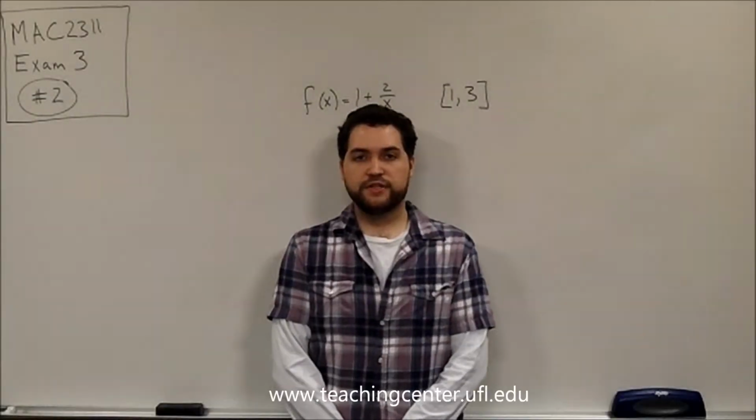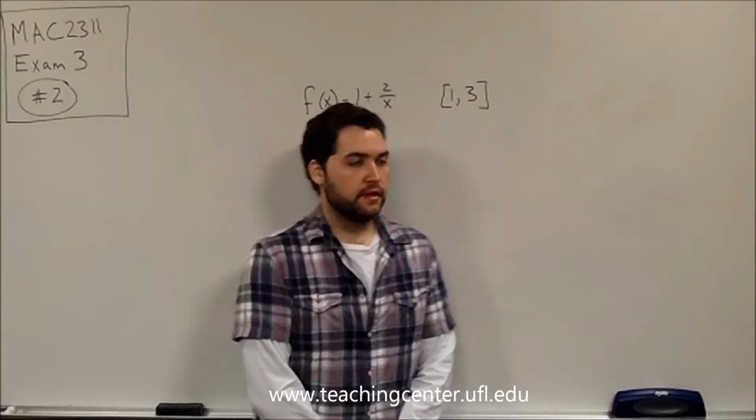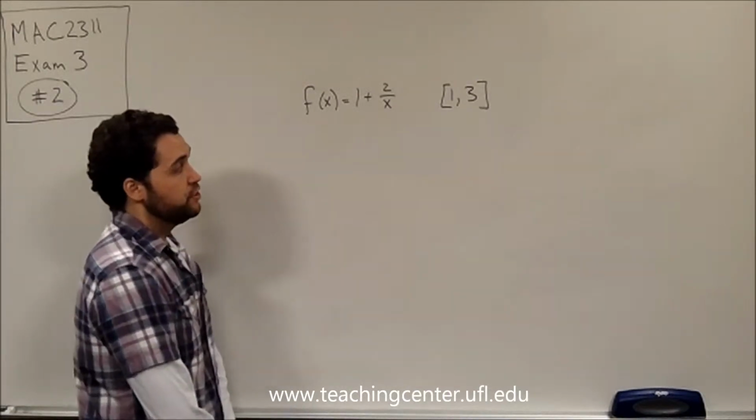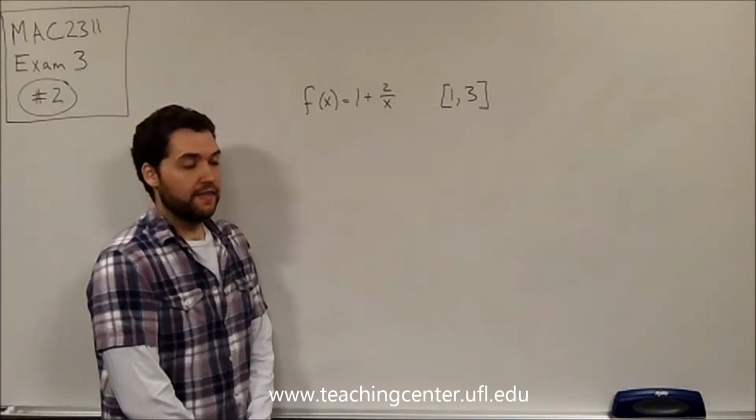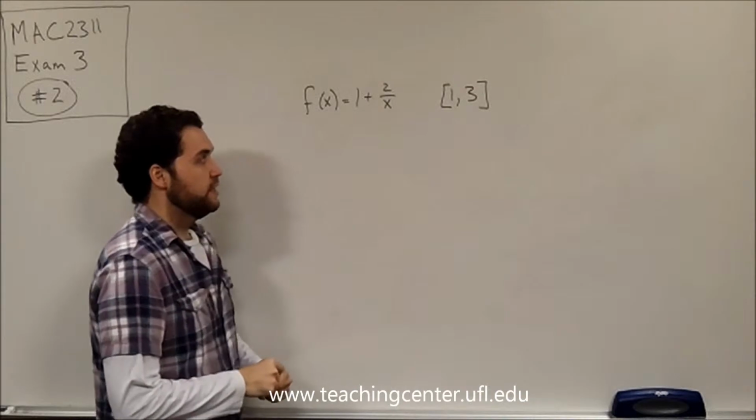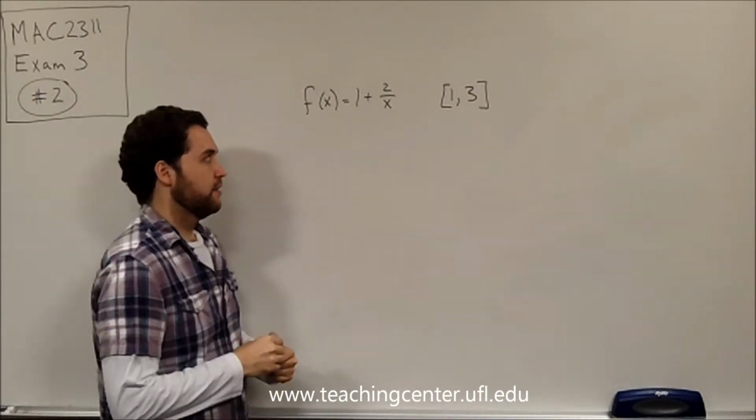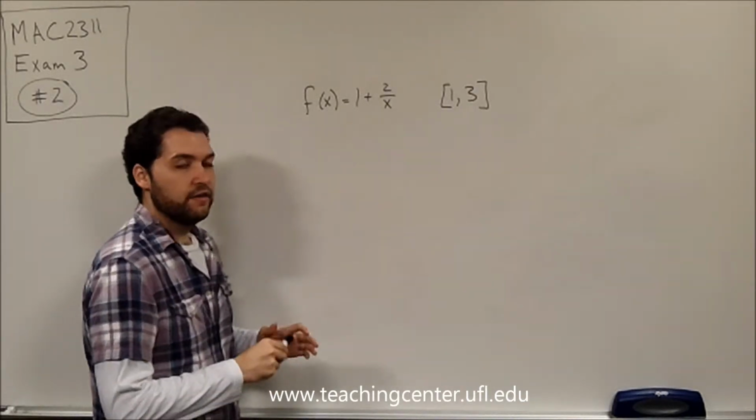Welcome to MEC 2311 for Engineers, Exam 3, problem number 2. In this problem, they give you the following function and the interval 1 to 3. They want you to state which c is guaranteed by the mean value theorem to exist. So what does the mean value theorem state?